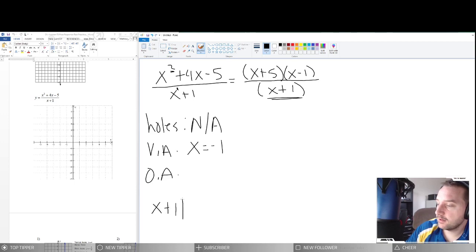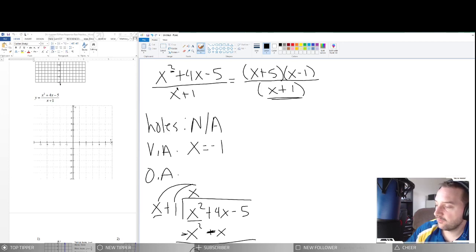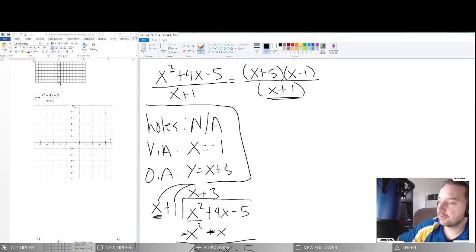So x plus 1, how does that go into x squared plus 4x minus 5? x goes into x squared, x times. Distribute, we get x squared plus x. Subtract. Then 0, and 4x minus x is 3x. Divide, x goes into 3x 3 times. And so you're going to get y equals x plus 3. You don't have to worry about the remainder.